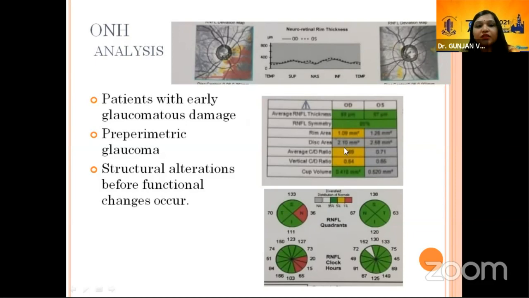In optic nerve head analysis, we can have various parameters like rim area, disc area, average cup disc ratio, vertical cup disc ratio, and cup volume. All this cannot be quantified during clinical evaluation. When we check for progression, all these parameters help us, and we can detect early glaucoma from this. Here also green is normal, yellow is borderline, and red is defective.